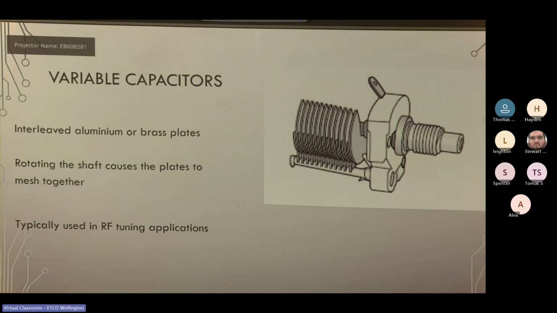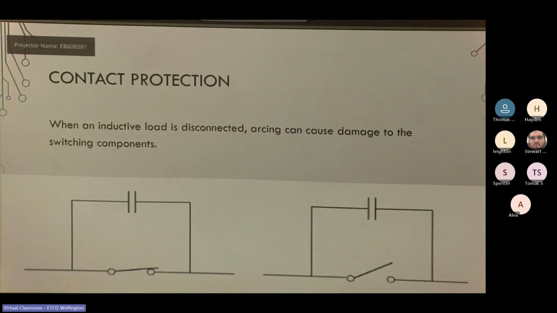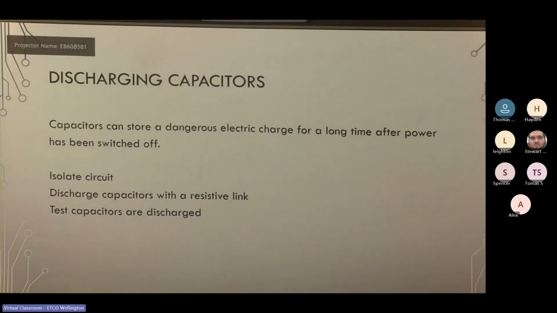We talked about variable capacitors, which you can change the amount of capacitance, typically used for radio frequency applications. Then we had applications, things like electronic coupling and smoothing, contact protection. So if we've got an inductive load like a transformer or a motor, it stops the switch being damaged because all of the backwards EMF wants to go towards that capacitor, which looks like a dead short, but it isn't. Talking about radio frequency suppression and about safely discharging capacitors.